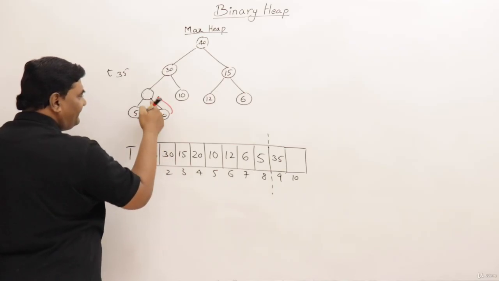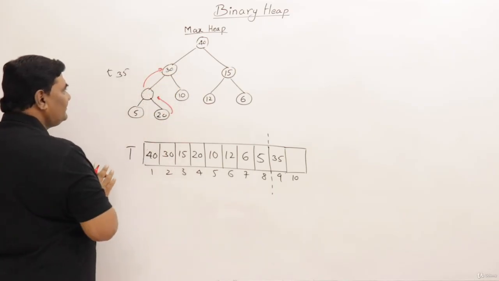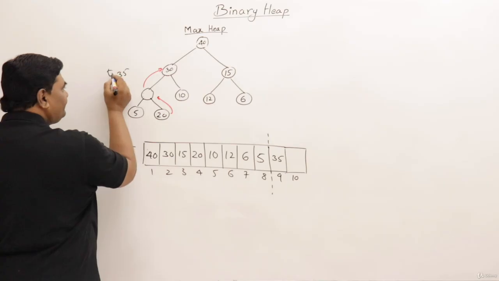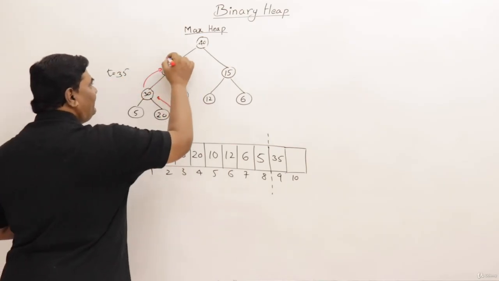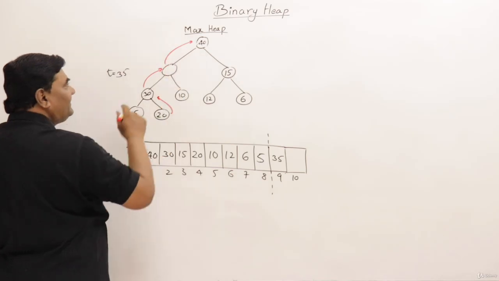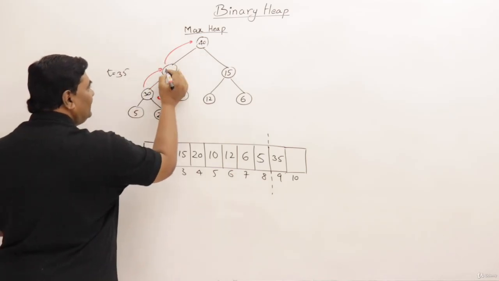So bring the parent value at this place. Then compare 35 with its parent. So 35 is greater than that one also. So bring that 30 at this place. Then compare 35 with its parent. So 35 is not greater than 40. So this is the place where 35 should be stored.